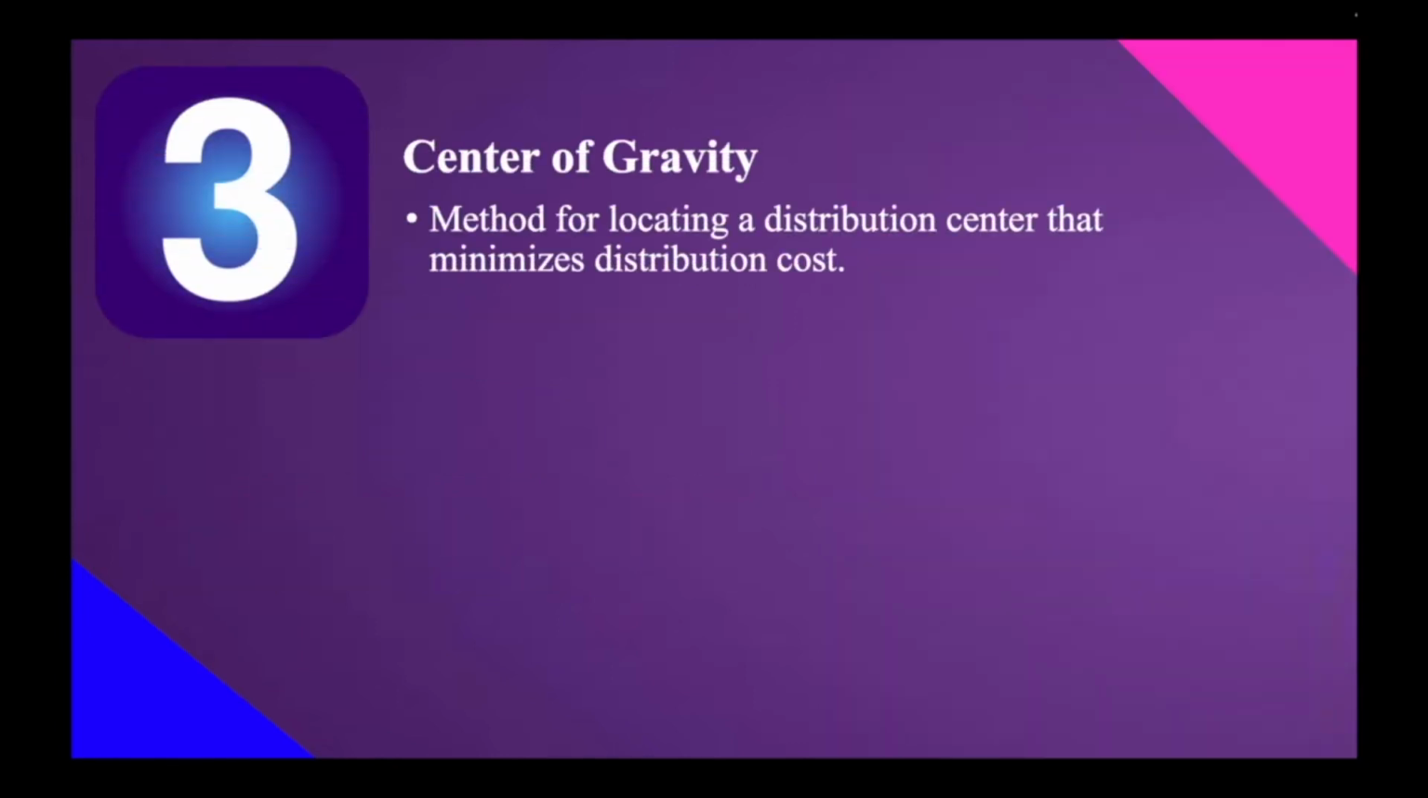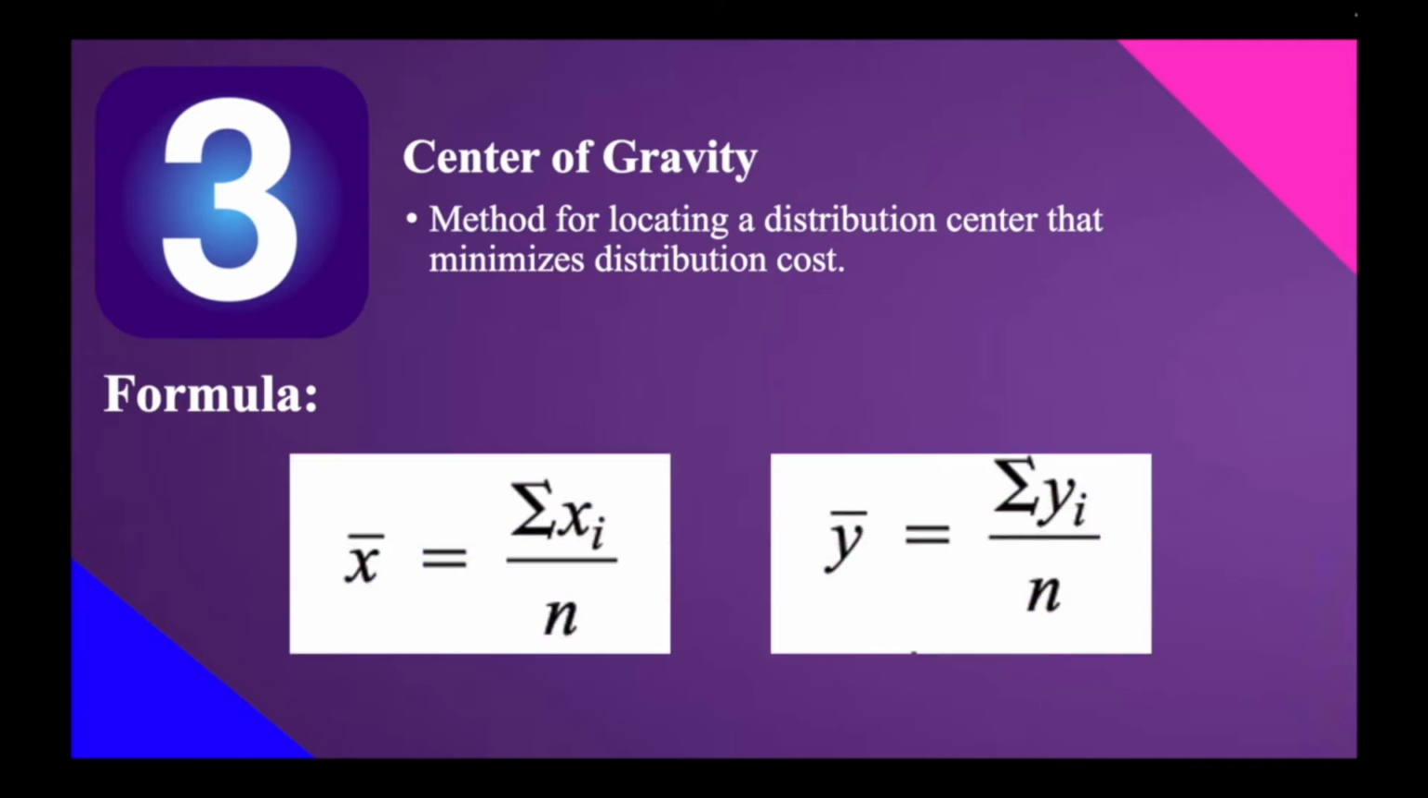Center of gravity, guys, is actually a method for locating a distribution center that minimizes the total distribution cost. So that is the center of gravity. That's why we are referring to the center of all the distribution centers that we have. So let's have an example for you to be able to appreciate. But before that, let's have a formula first. This is our formula.